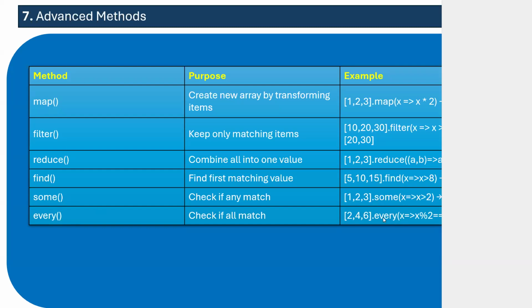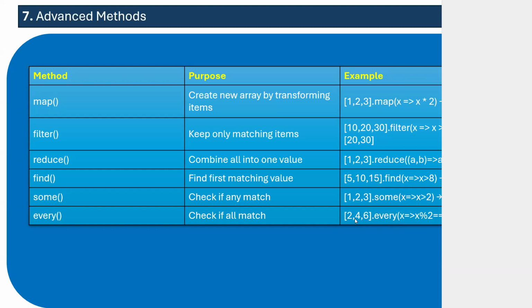Now a little change for every: it will check each element, and if all elements are satisfying the condition, then only it returns true. If any one of them fails, it will return false. The logic I have written is checking even numbers, element mod 2 equal to 0. 2 mod 2 equal to 0, true or false? True. 4, true. 6, true. So every will return true.